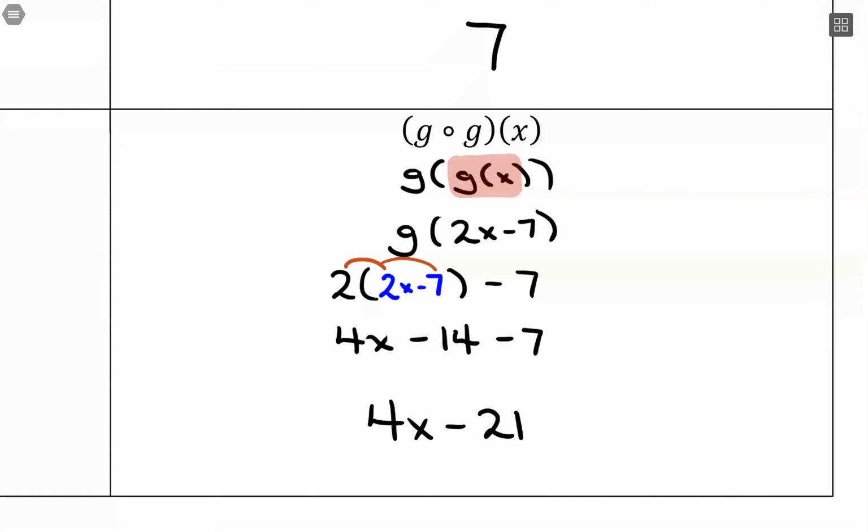All right, so that's how we're going to compute values with our composite functions. What we'll do is first change it to that representation with the parentheses, simplify the inside, and then simplify with the outside function.